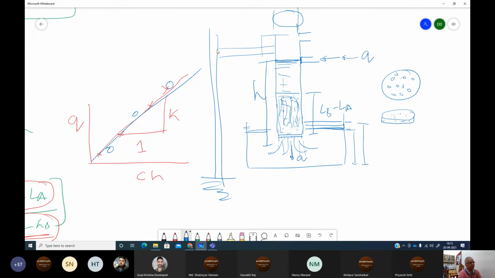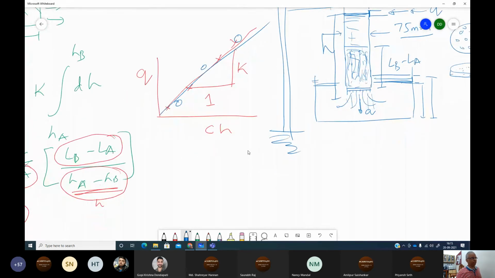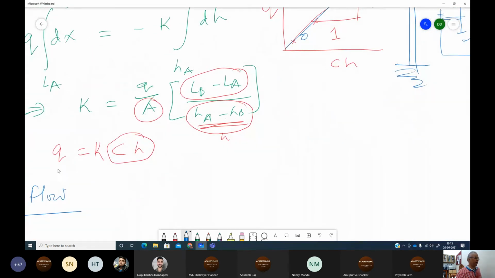This is a very standard experiment by ISRM standard. The diameter has to be at least 75 mm, as they have already said. Our instrument here is very simple, and it is also as per the ISRM standard. So this is how we find out the value K.